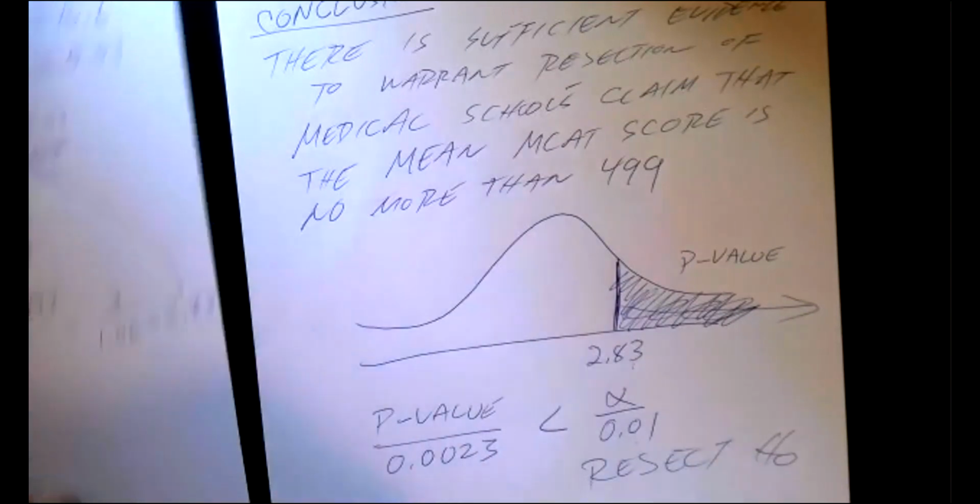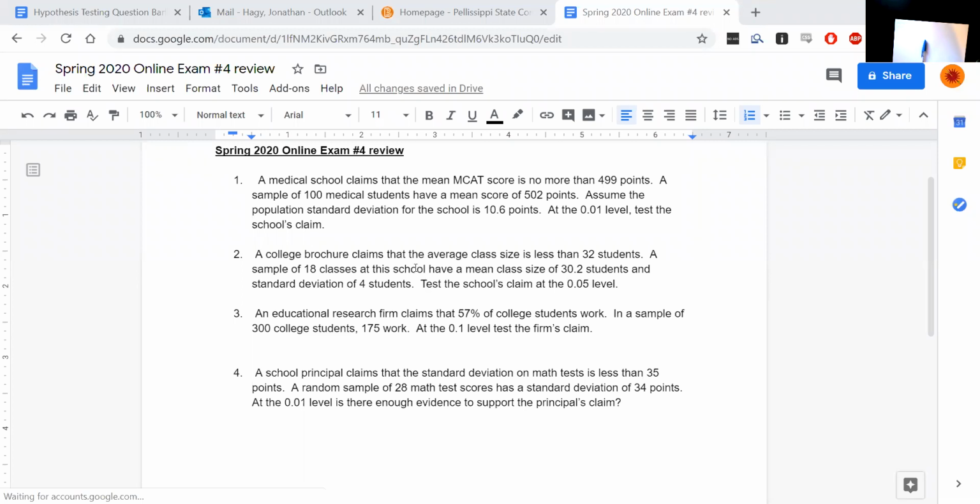Okay, let's see what's next. Question 2. A college brochure claims that the average class size is less than 32 students. A sample of 18 classes at the school have a mean class size of 30.2 students and a standard deviation of 4 students. Test the school's claim at the 0.05 level.